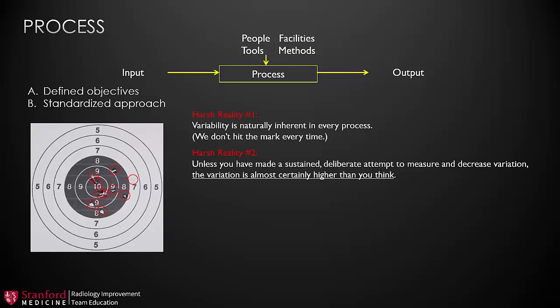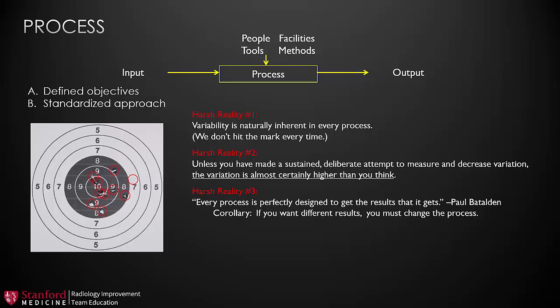Second, unless you've made a sustained, deliberate attempt to measure and decrease variation, the variation is almost certainly higher than you think. This usually comes as a shock to people who have never had to meaningfully improve a process before, so sometimes it takes a long time for people to look at the data and really view how things are going on before they start to believe this. Hopefully by now you've had enough experience with improvement that you've accepted this difficult reality.